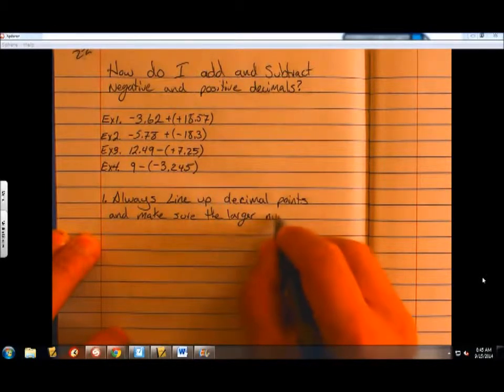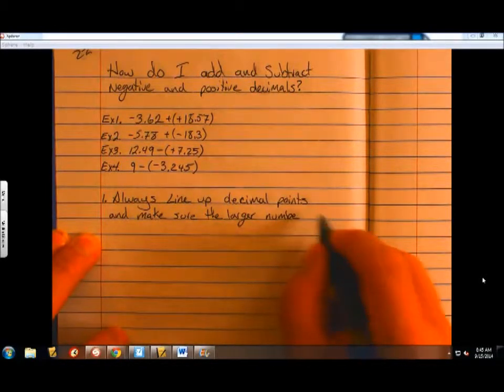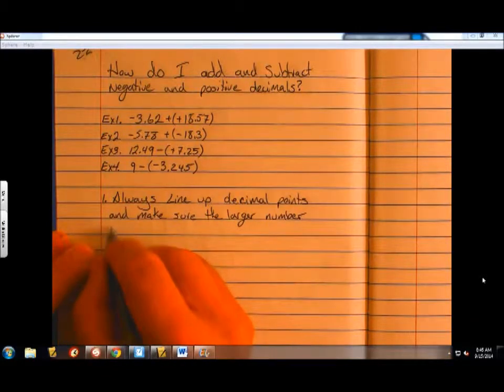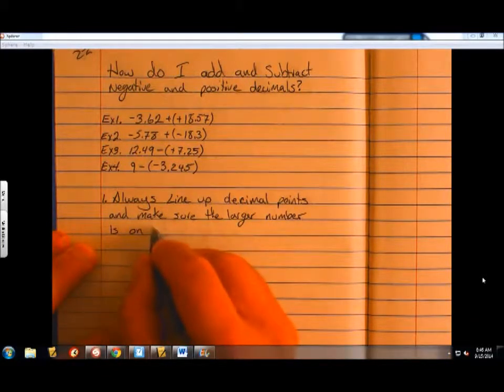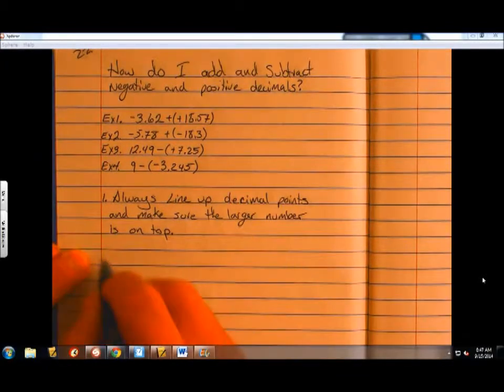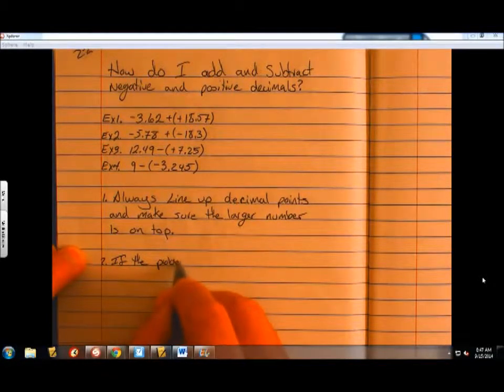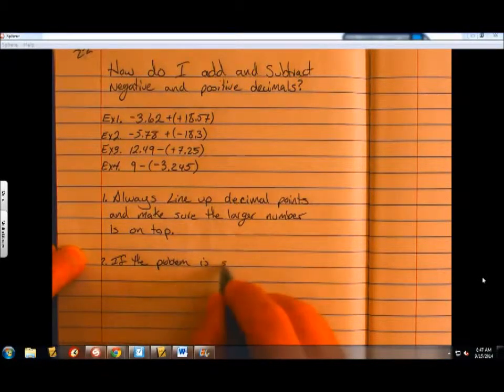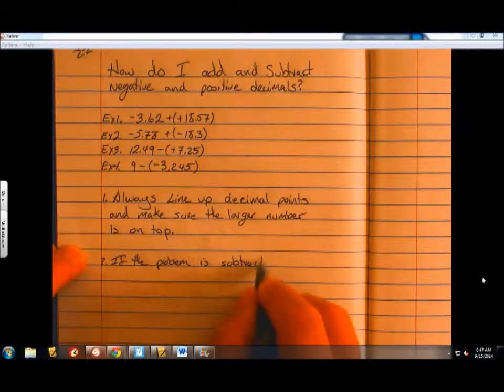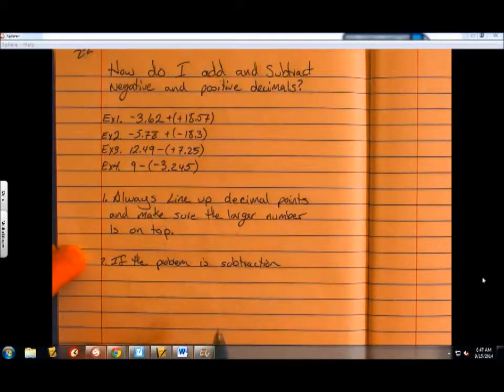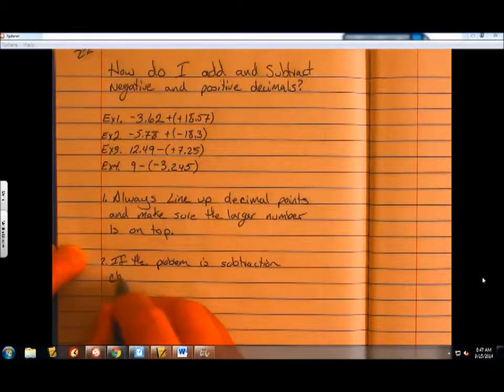The second thing we're going to do for step number 1 is make sure the larger number is always on top when we set this up vertically. In the past, that didn't matter when we were doing addition, but now that we have negatives and positives, it does change how we do it. Now let's go to step number 2. If it is subtraction, we need to do the additive inverse. So that'll be the first 2 steps that we take.